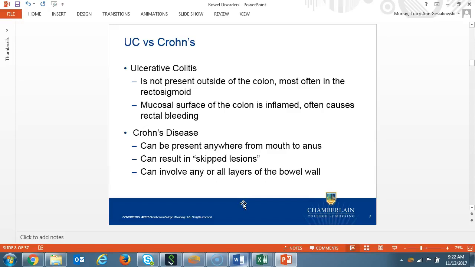Regionally, if the small intestine is involved, it's referred to as ileitis. The term ileocolitis, on the other hand, involves both the small and large intestine. In Crohn's, there is a characteristic segmental presentation of the diseased bowel separated by areas of normal mucosa, which are often referred to as skipped lesions.